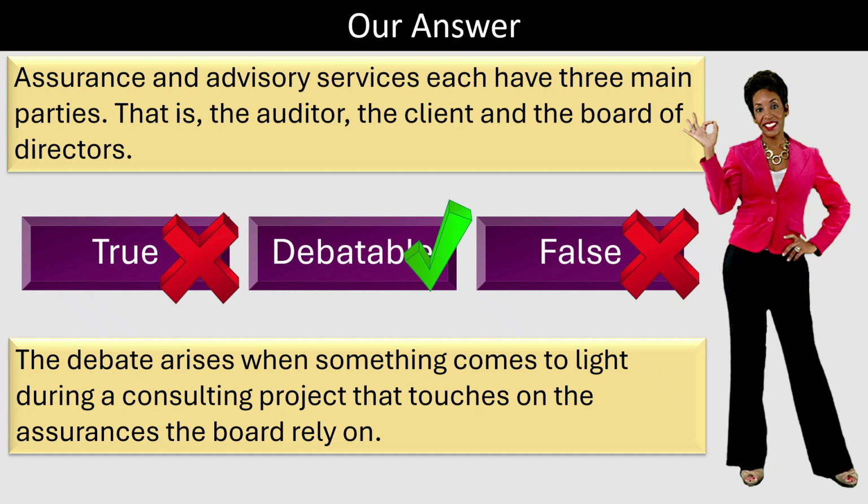The debate arises when something comes to light during a consulting project that touches on the audit assurances the board rely on. In this case, the board has to be informed, and as such, will become a third party to the engagement. Let's look at Ricardo's next presentation for more information on the difference between these two roles.